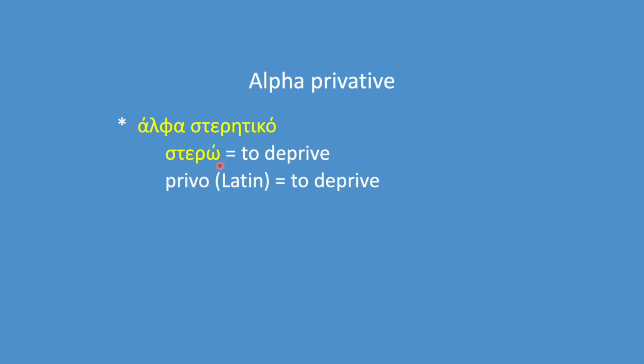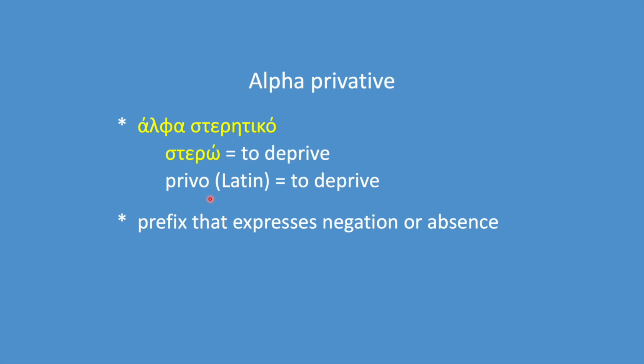In Greek we call the alpha privative alpha στερητικό. It's from the verb stero, which means to deprive. The English term privative is from the Latin verb privo, which has the same meaning as stero, to deprive. The alpha privative is a prefix that expresses negation or absence.